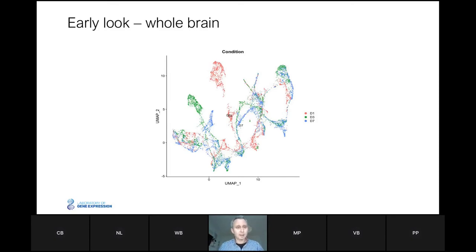So this is the early look at the data. For those of you who are not familiar with such analysis, here we look at a dimension reduction technique called UMAP, and in this reduced space, the spots are clustered based on their similarity. If the spots share a similar expression profile, they cluster together. If they are different, they cluster in different clusters. Immediately you can see that some of the clusters are composed of a mix of spots from different stages of the ischemic stroke, while some are composed only, for example, of spots from D1, D3, or D7 after the injury.